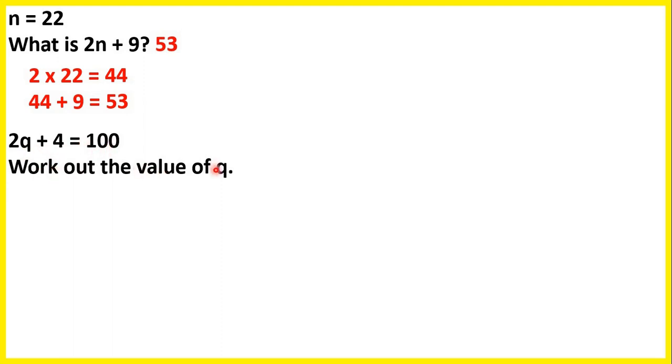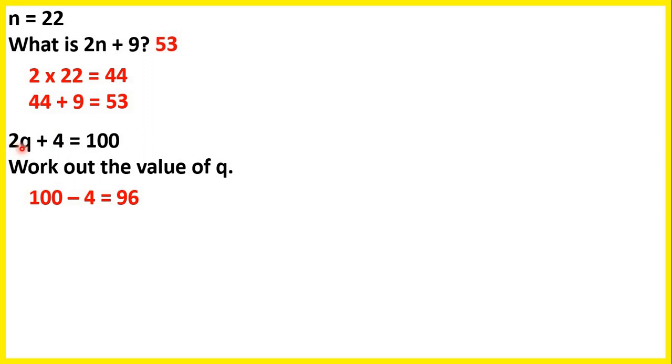Now 2q plus 4 equals 100. Work out the value of q. So if we subtract 4 from 100, that's 96. So 2 times q, or 2q, must be 96, because 96 plus 4 is 100.